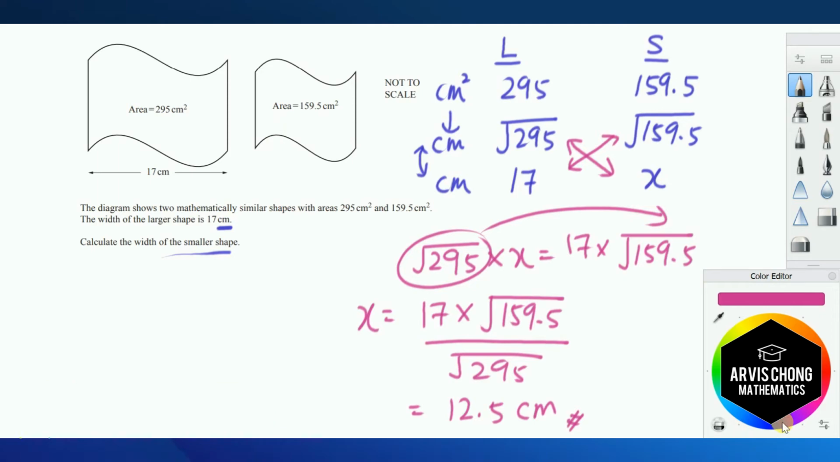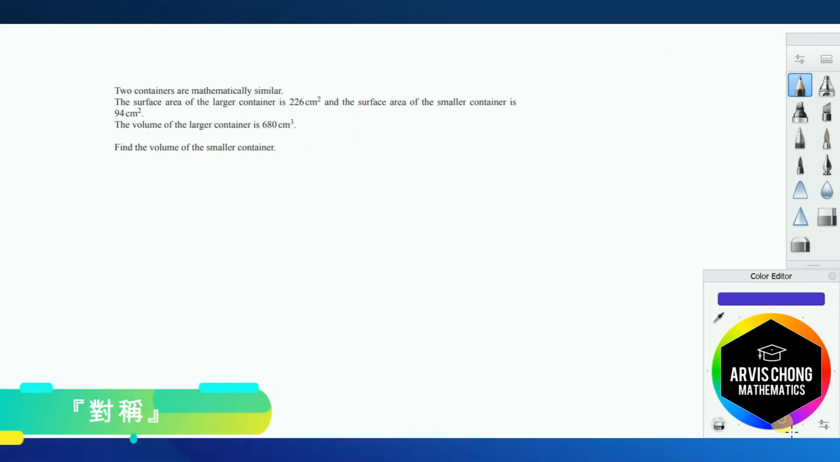Now the question gives us two containers that are mathematically similar. The surface area of the larger container is 226 centimeters square. Meanwhile, for the smaller it is 94 centimeters square. The question also gives us the volume of the larger container, which is 680 cm cubed. Now it asks us to find the volume of the smaller container.